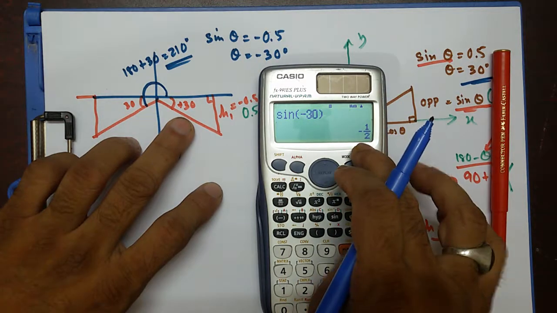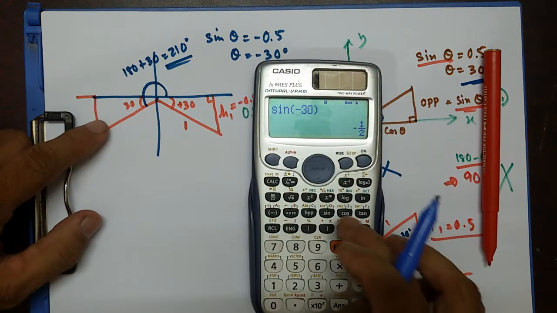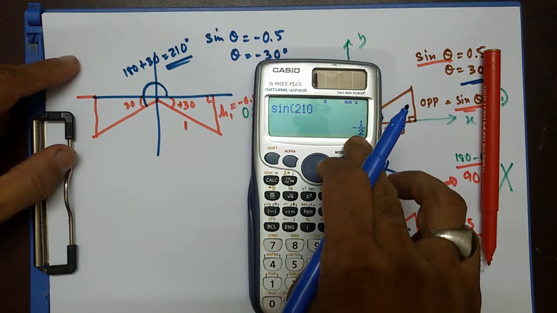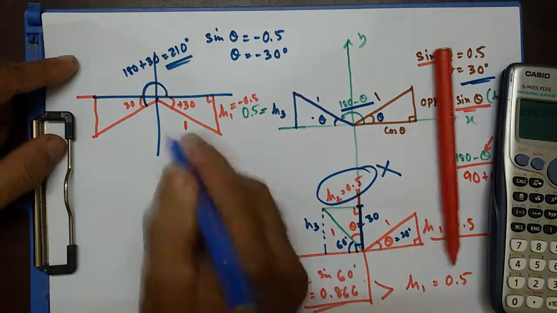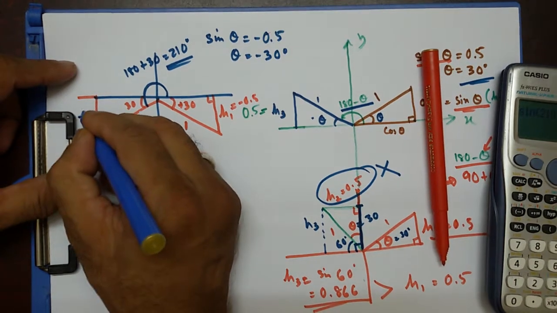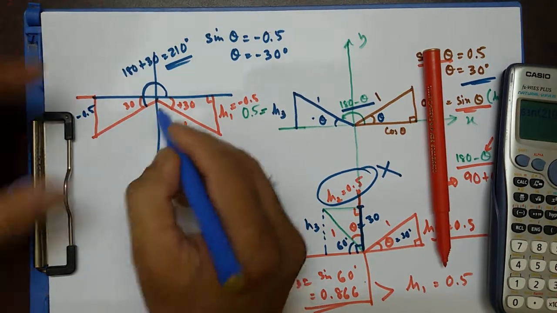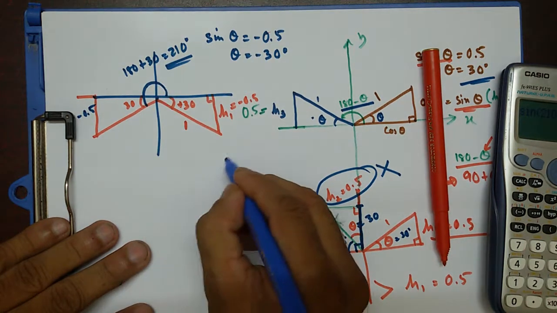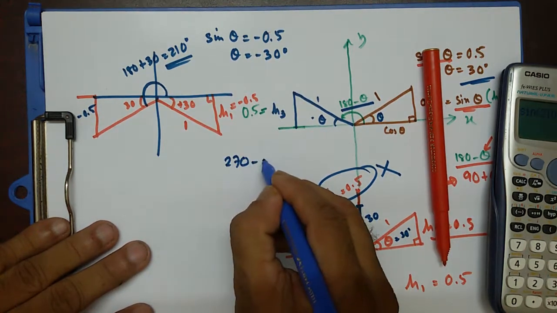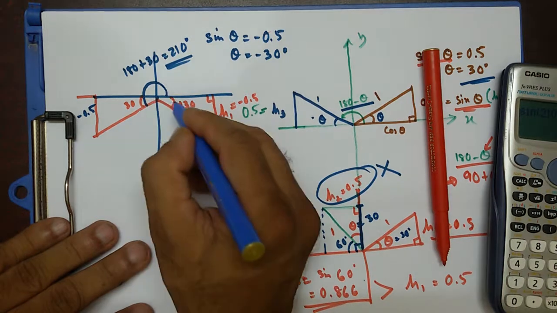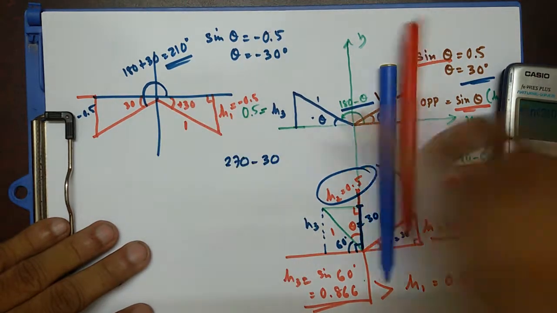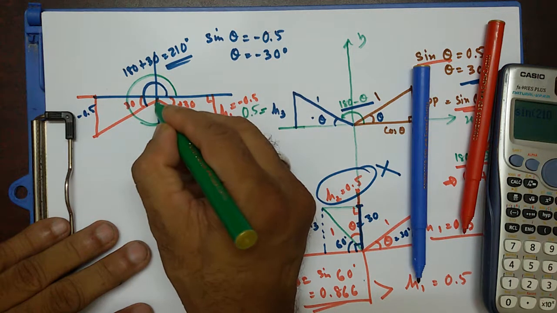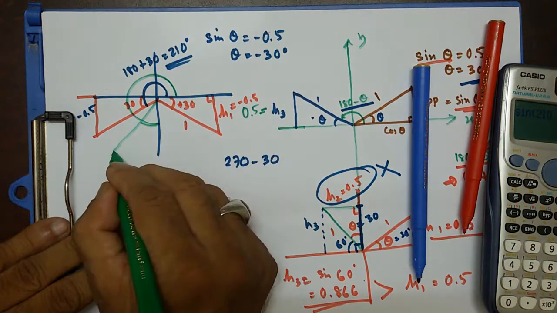So I have negative half, and sine 210 also gives me minus 0.5, or negative half. So that's half, minus half, that's minus half as well. Now if instead of this 180 plus 30, I do 270 minus 30, that means I'm going all the way from here to here, 270, and subtracting this 30 over here. Then I got something like this.